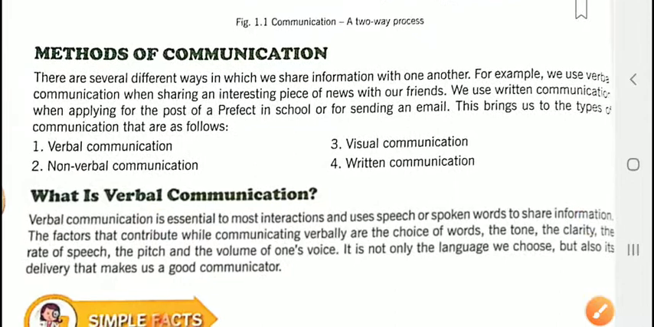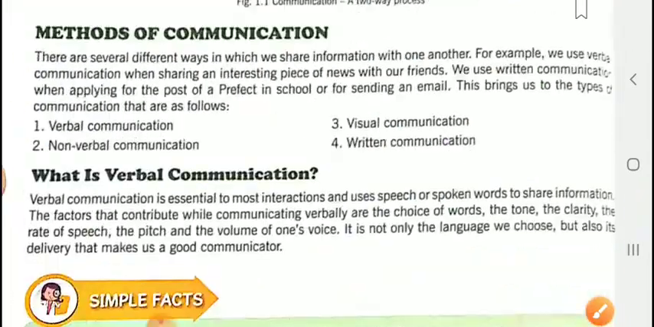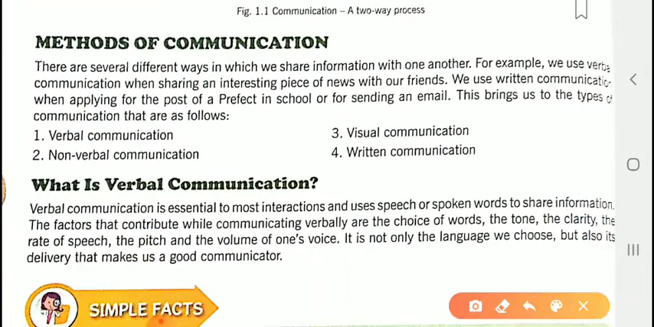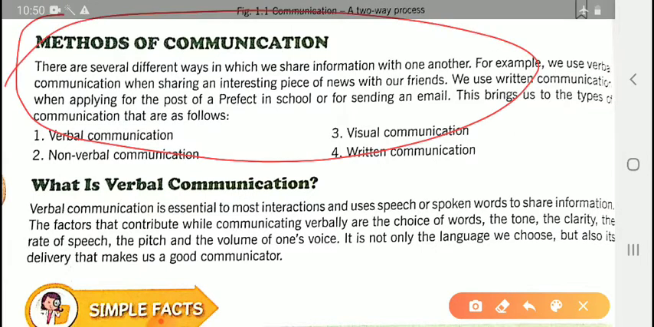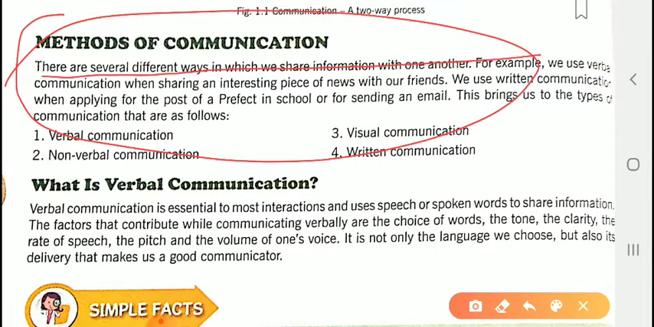Next thing is methods of communication. What are the methods we are going to use in communication? There are several different types of communication methods which we are going to discuss. First is verbal communication, second is non-verbal communication, third is visual communication, and fourth is written communication.